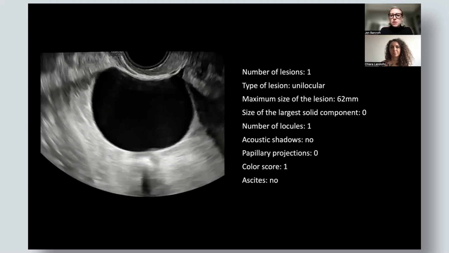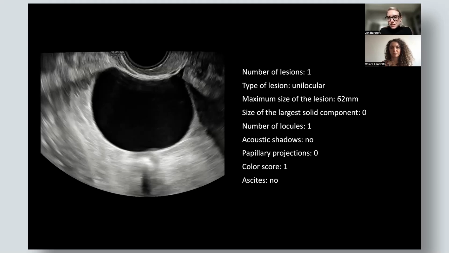So a systematic approach, as we did mention: this is a unilocular cystic structure, and the size was around 6 centimeters. No solid components. No acoustic shadows present. You may notice there is a bit of acoustic shadow here, but this is coming off the bowel, not off the mass. That's what we felt to be on dynamic examination. No papillary projections and a color score of 1, and no ascites present.